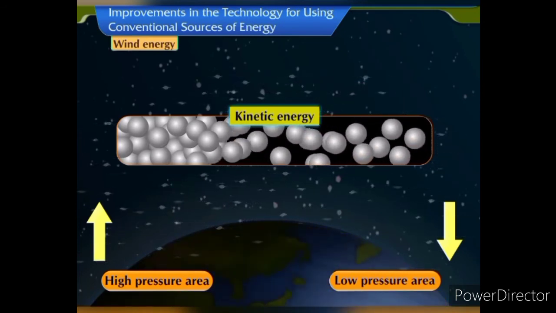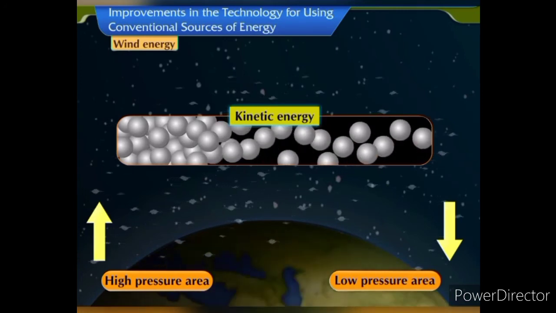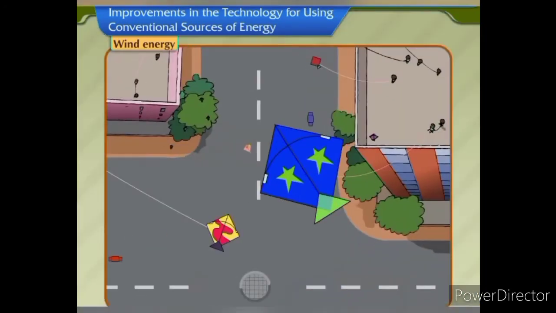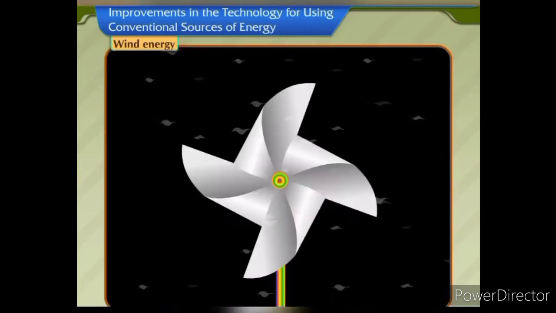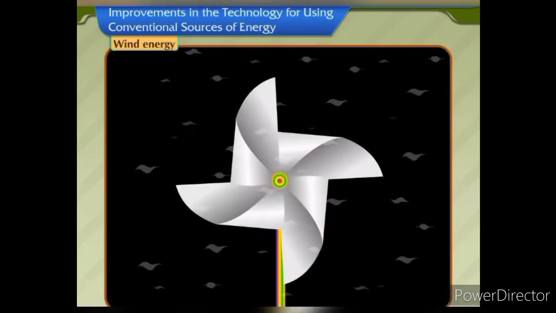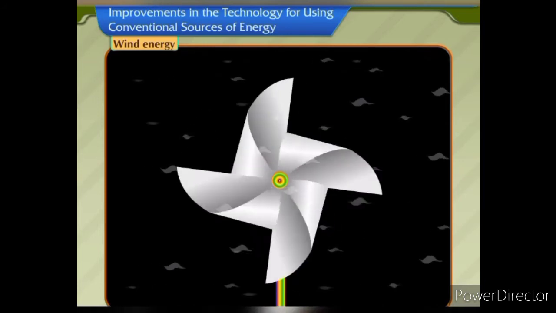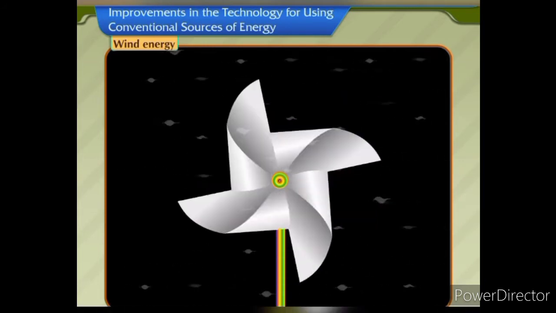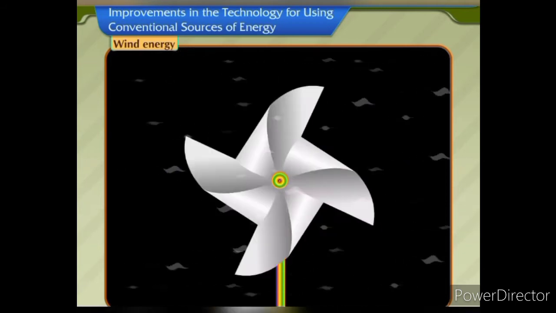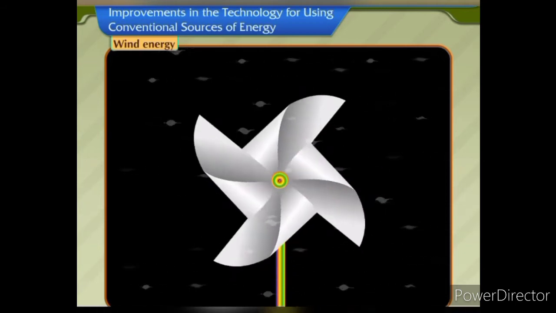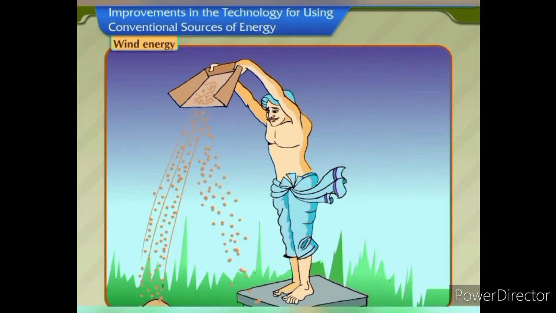Have you ever used wind energy for any purpose? You use wind energy while flying a kite. You might have played with a whirligig, a small toy made of paper which spins around when taken out in the air. It uses wind energy to spin. Where else is this wind energy being used?